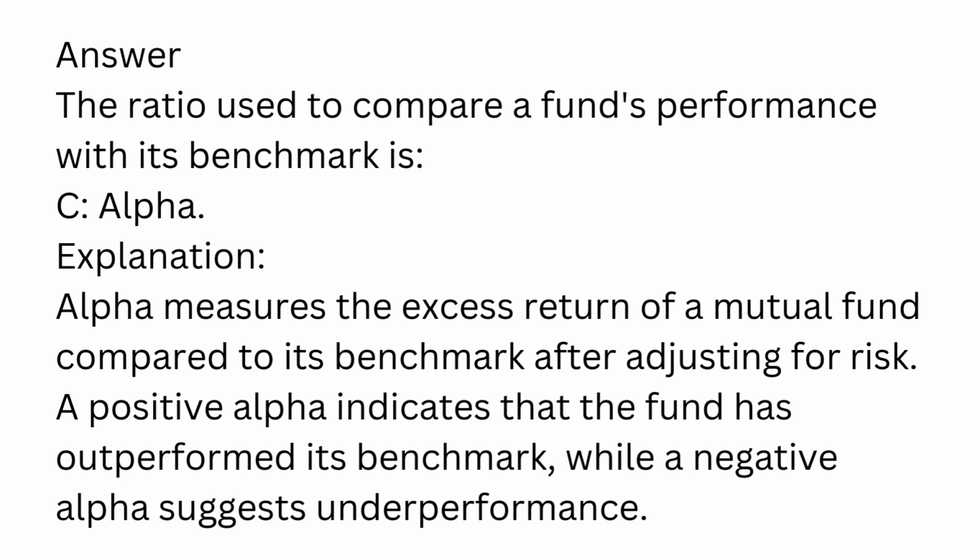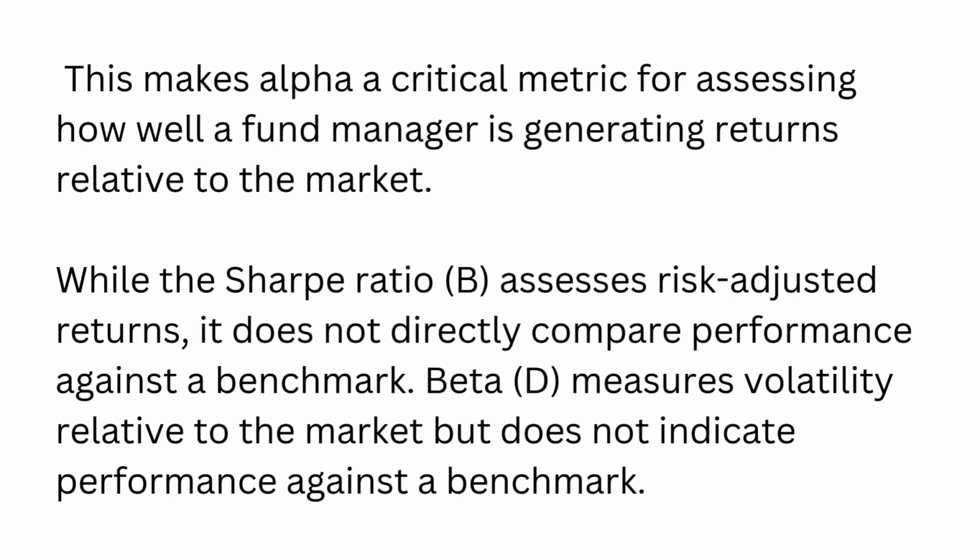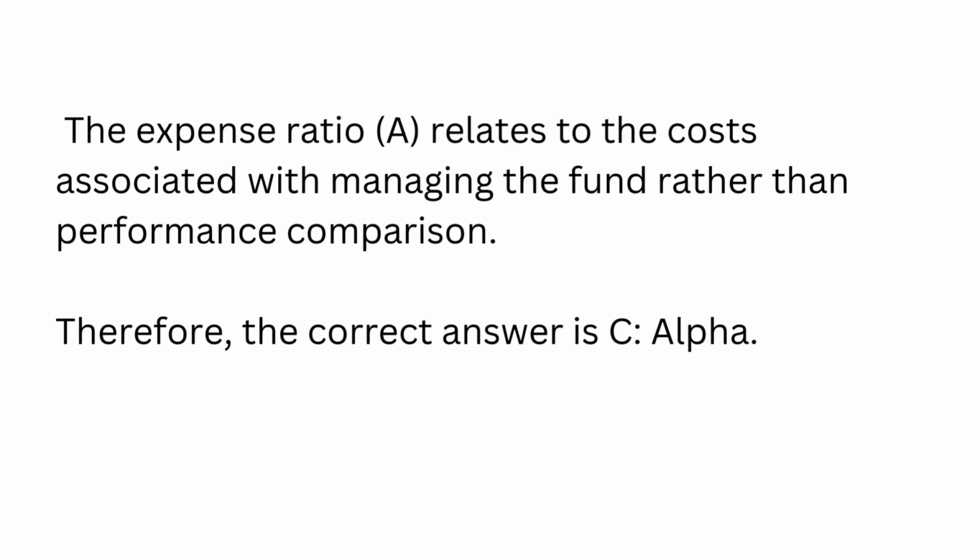A positive alpha indicates that the fund has outperformed its benchmark, while a negative alpha suggests underperformance. This makes alpha a critical metric for assessing how well a fund manager is generating returns relative to the market. While the Sharpe ratio, B, assesses risk-adjusted returns, it does not directly compare performance against a benchmark. Beta, D, measures volatility relative to the market but does not indicate performance against a benchmark. The expense ratio, A, relates to the costs associated with managing the fund rather than performance comparison. Therefore, the correct answer is C, alpha.